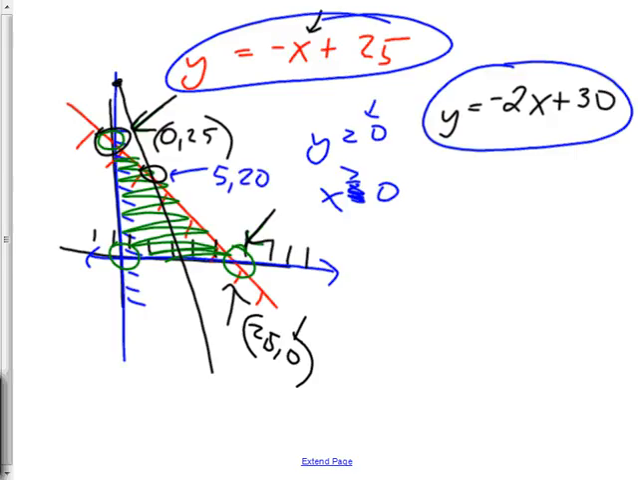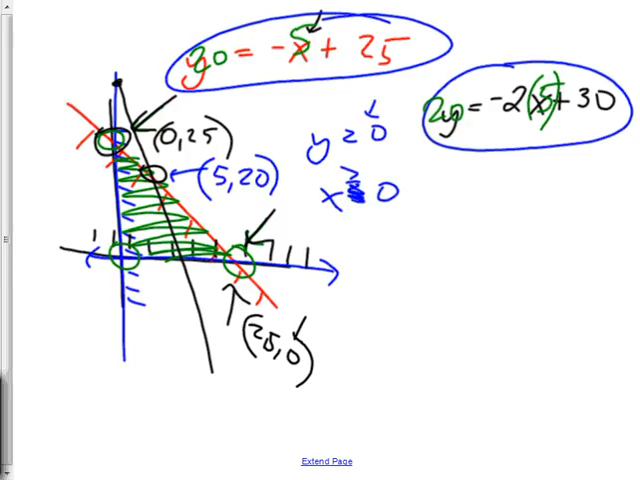All right, now if my life depended on it and I didn't have a calculator, you know how I would check these? I would go stick 5, 20 into both equations and see if it worked. Here's a 5, here's a 20. Does it actually work? 20 is equal to negative 5 plus 25. Yeah, that works. And let's try sticking in x is 5 and y is 20 over here. Does it actually work? 20 equals negative 2 times 5, which is negative 10, plus 30, and that makes positive 20. And yeah, that works too. That point works in both of them. Therefore, it's the solution to the system of equations.